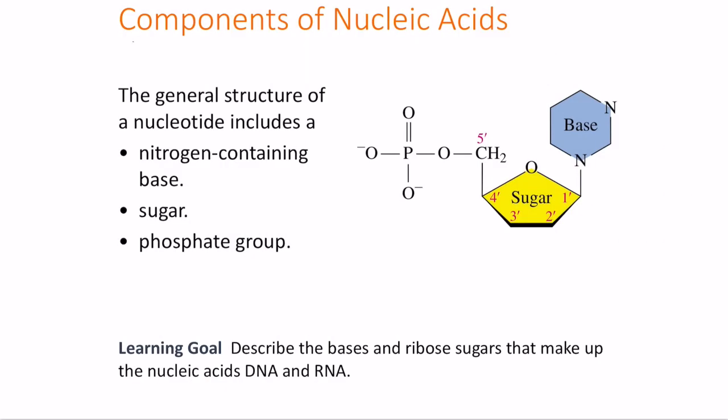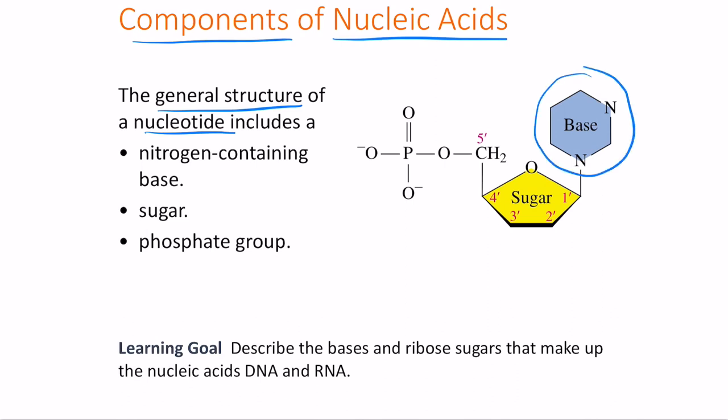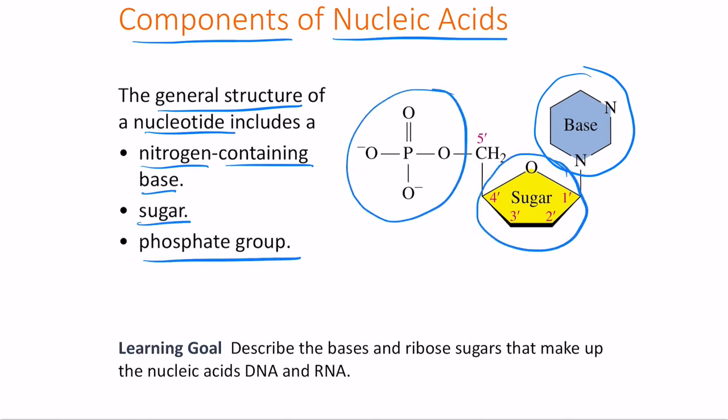Now let's start with the components of nucleic acids. The general structure of a nucleotide includes three things. One, you have a base, which is a nitrogen containing base, you have a sugar, and you have a phosphate group. These are the three main things that you need to understand the idea of a nucleotide. Whenever you see the term nucleotide, remember that there are three things involved: a nitrogen containing base, a sugar, and a phosphate group.